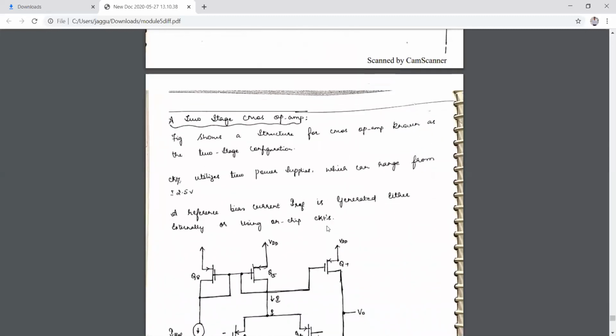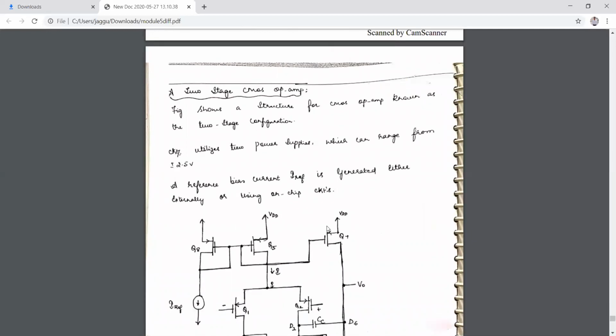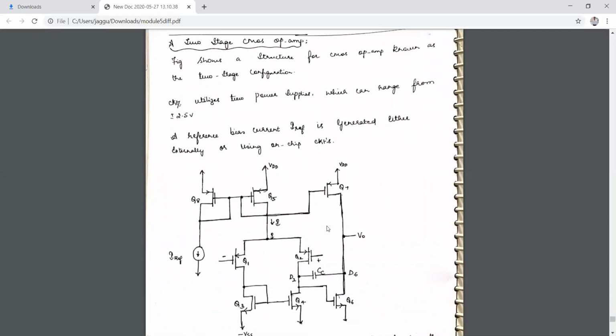Now moving on to the last topic of this module, a two-stage op-amp. The structure of the two-stage op-amp is shown here. The circuit utilizes a power supply which can range from plus 2.5 to minus 2.5. This is an indication that it is not just fixed at 2.5; you can have any other value, which you can determine based on the transistor technology.